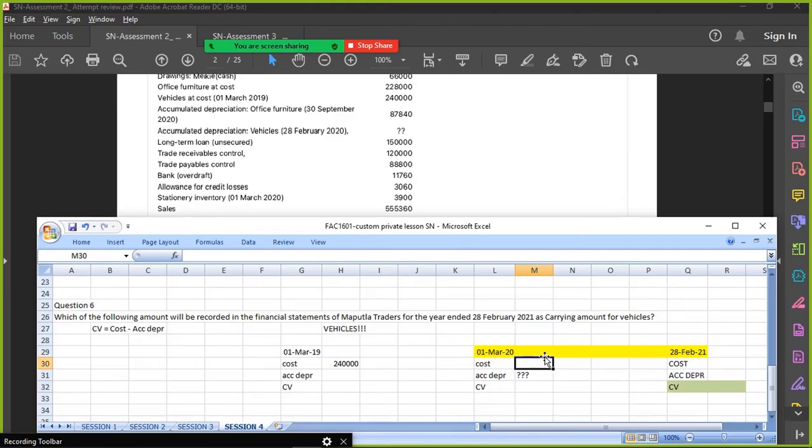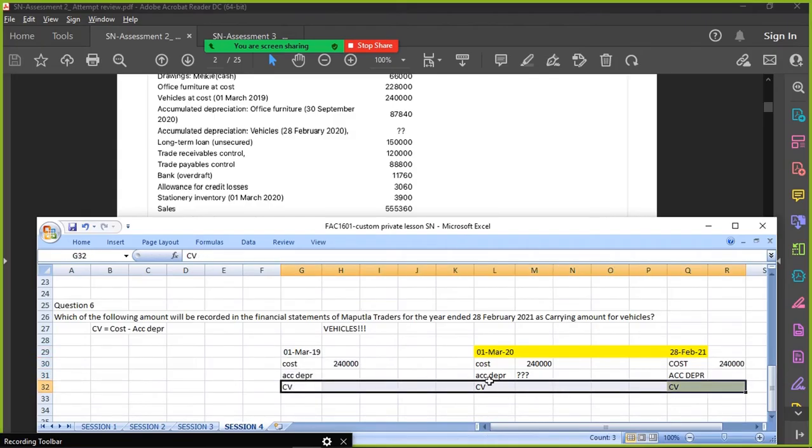Okay, obviously the cost will stay the same. That doesn't change. It's historical costs. You can't change the past. The past is the past, but the carrying value will change over the useful life of the assets.